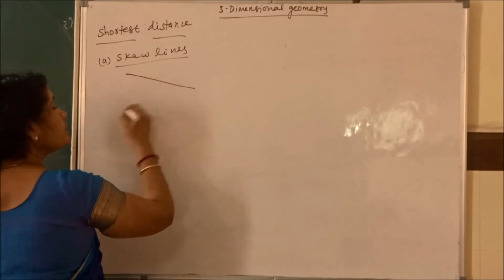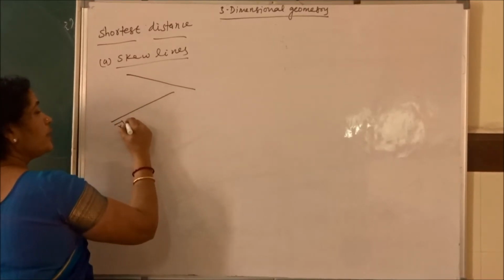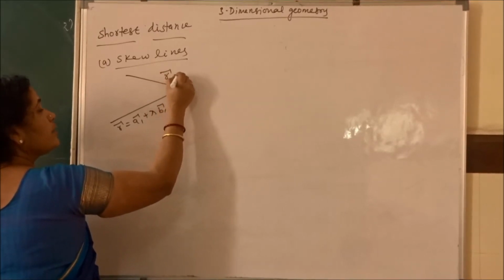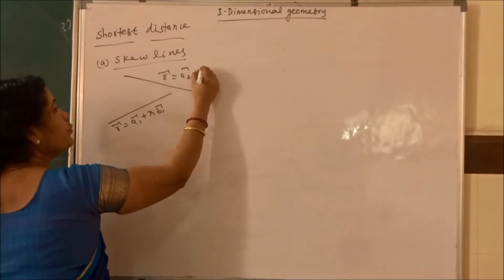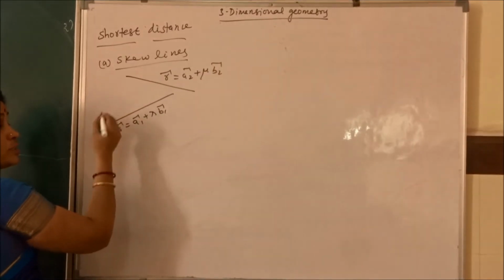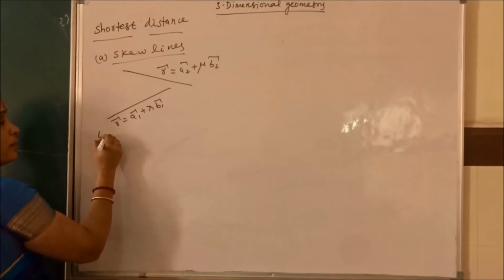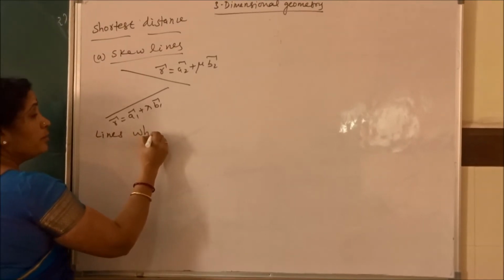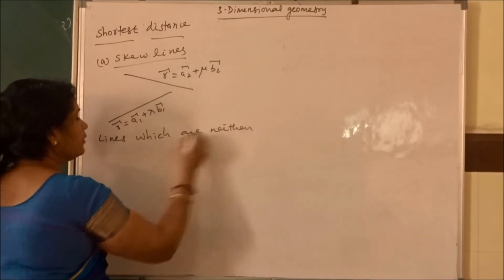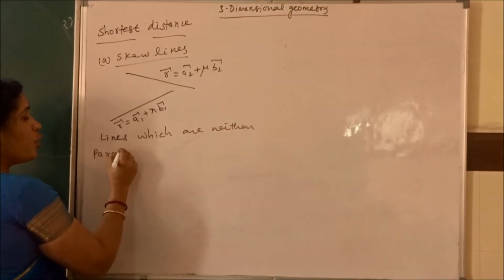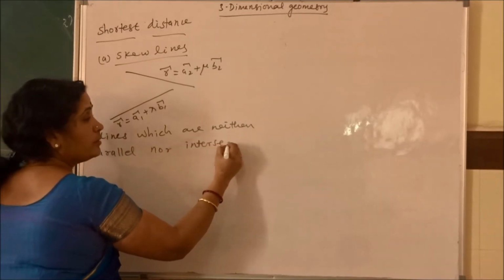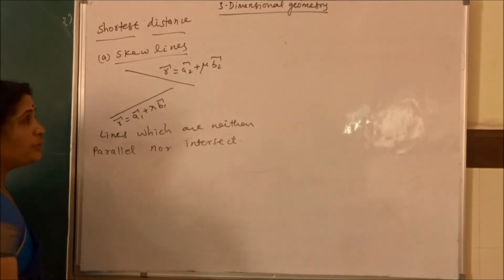Now I am taking one line, r vector equal to a1 vector plus lambda into b1 vector, and another line, r vector equal to a2 vector plus mu into b2 vector. So what are skew lines? The lines which are neither parallel nor intersecting. Clear? That is called skew lines. Maybe they will ask for the definition.